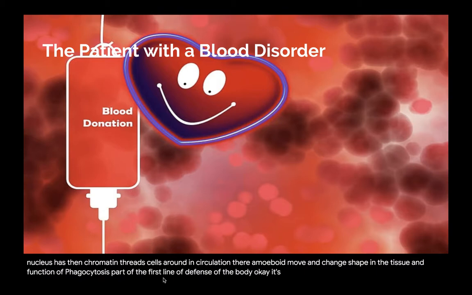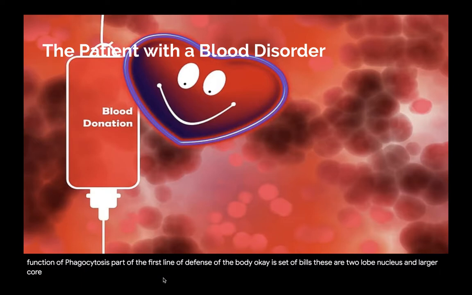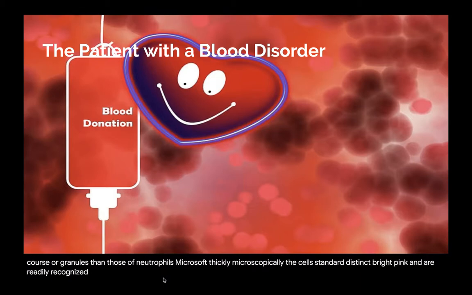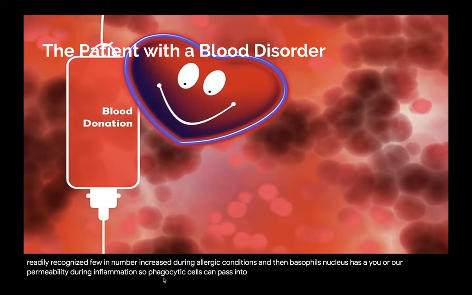Okay, eosinophils. These have a 2-lobe nucleus and larger, coarser granules than those of neutrophils. Microscopically, the cells stain a distinct bright pink and are readily recognized. Few in number, they increase during allergic conditions. And then basophils. The nucleus has a U or S form. They function to increase vascular permeability during inflammation so phagocytic cells can pass into the area.